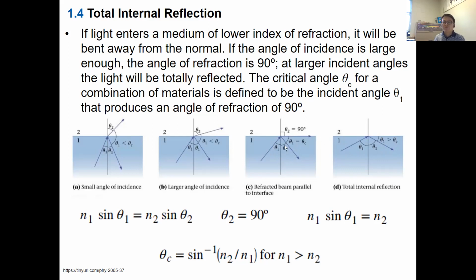You can calculate the critical angle by setting theta 2 equal to 90. Then sine theta 2 equals 1 because sine of 90 is 1. So n1 sine theta 1 equals n2. Solve for the angle theta 1, which will be your critical angle theta C, which is sine inverse of n2 over n1, in the case where n1 is greater than n2.